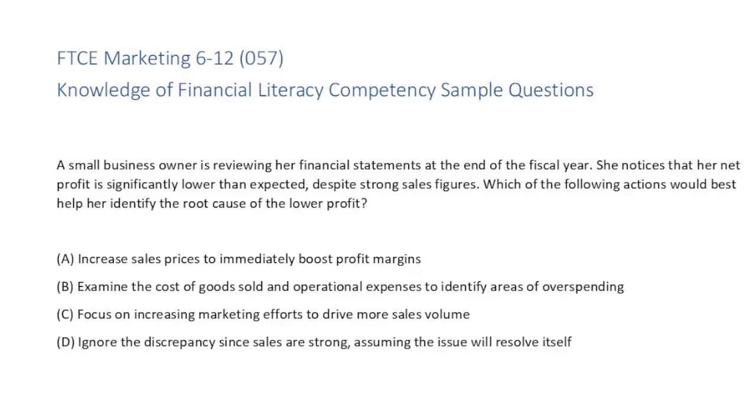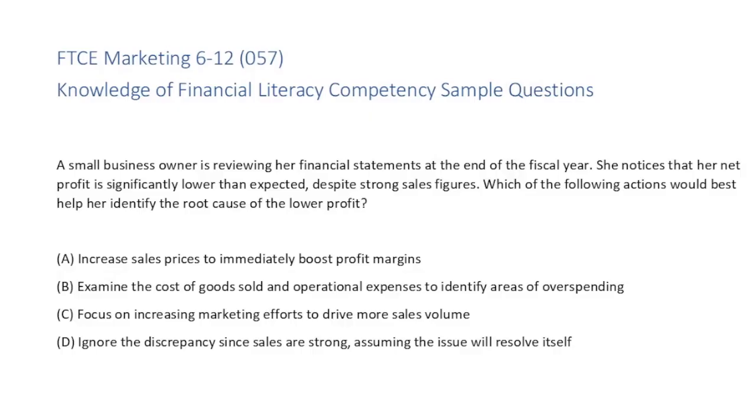A small business owner is reviewing her financial statements at the end of the fiscal year. She notices that her net profit is significantly lower than expected despite strong sales figures. Which of the following actions would best help her identify the root cause of the lower profit? A. Increase sales prices to immediately boost profit margins. B. Examine the cost of goods sold and operational expenses to identify areas of overspending. C. Focus on increasing marketing efforts to drive more sales volume. Or D. Ignore the discrepancy since sales are strong, assuming the issue will resolve itself.